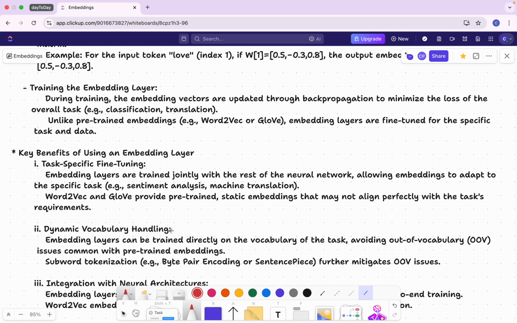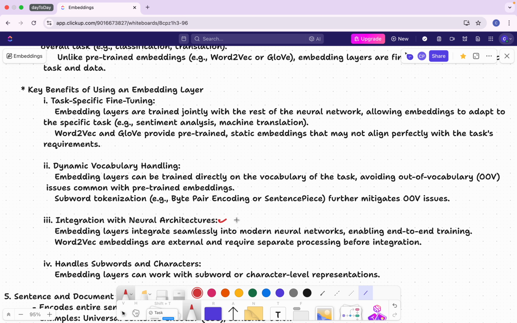And second, dynamic vocabulary handling. If you use a pre-trained Word2Vec model, you need to have a fixed vocabulary. If that Word2Vec model does not contain your word, you will not get an embedding for it. This is the first point. Second thing, as we are using this as a part of the model, we have our own vocabulary. We can use subword tokenization techniques like byte pair encoding, which we learned in the previous video, to handle out of vocabulary words.